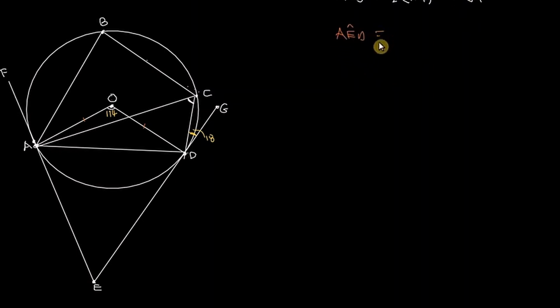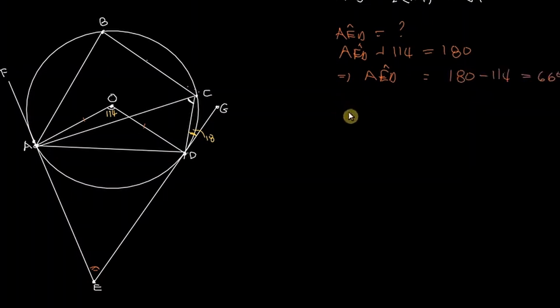So let us identify that. So this is AED. This is the angle here we're asked to find. And as we said earlier, AED plus AOB, the angle at the center, those are supplementary. So they add to 180 degrees. Therefore, AED is equal to 66 degrees.